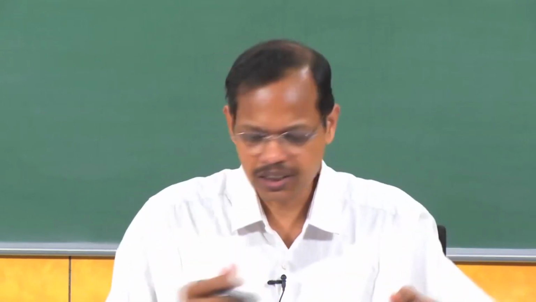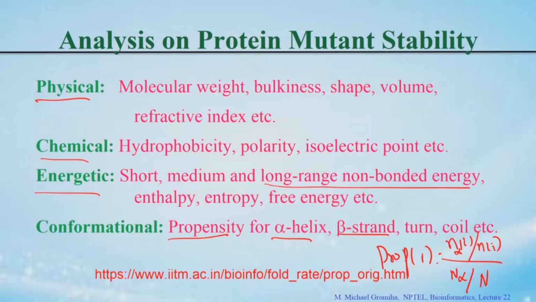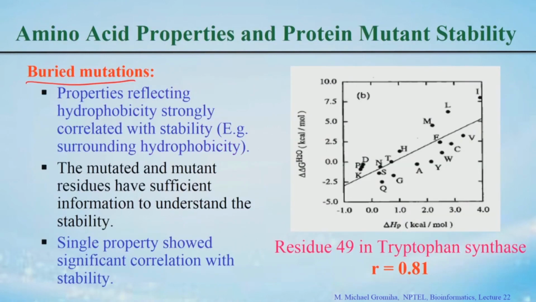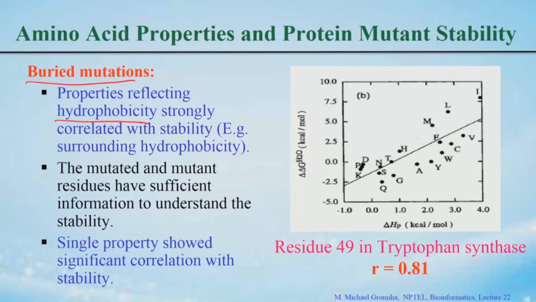You can check various properties. Here I showed the 49 properties, and all the data you can get in our website, original values for all the different properties. If you look at the 49 properties and relate these 49 properties with the stability, some properties have good correlation. For example, with the mutation in the buried region, mainly the properties reflecting hydrophobicity have good correlation with the stability. So, here I show one example, x axis is difference in hydrophobicity and y axis is the free energy change, and you can see there is good correlation between hydrophobicity and stability.